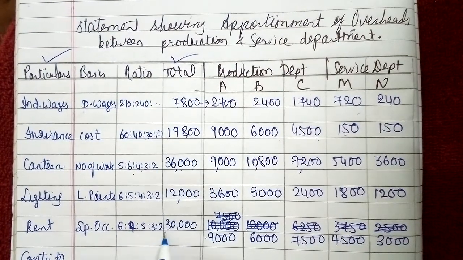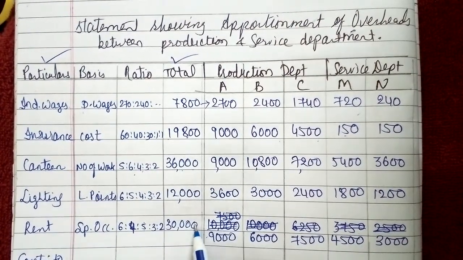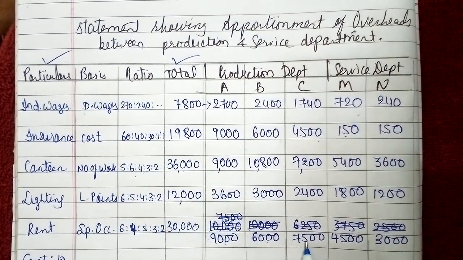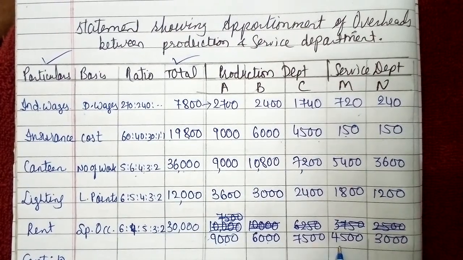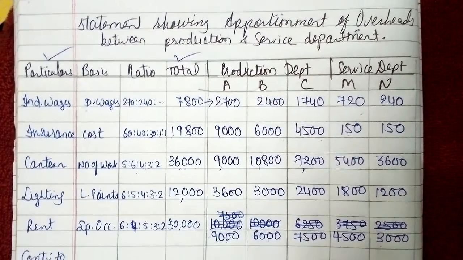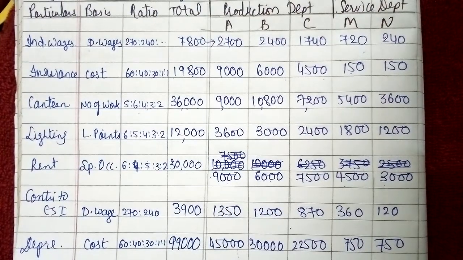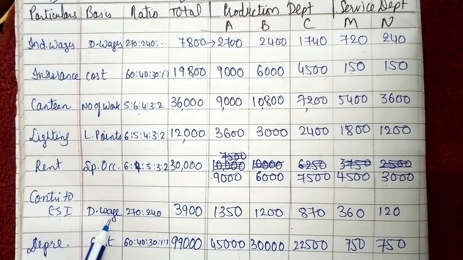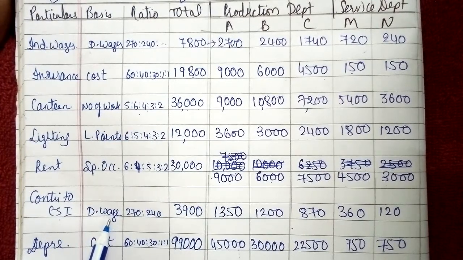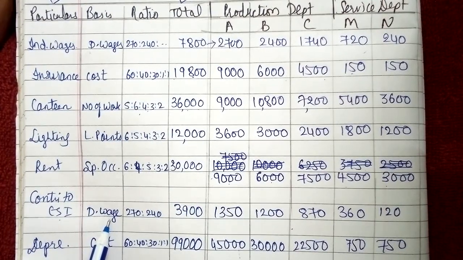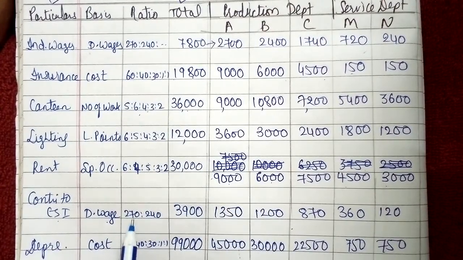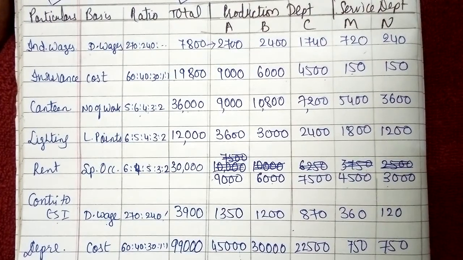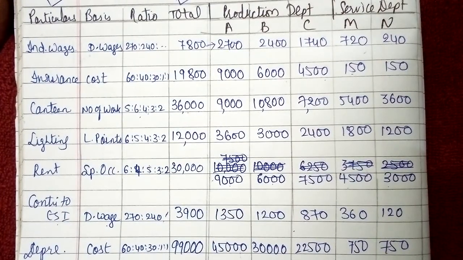So 6-4-5-3-2. So 30,000 will be distributed as 9,000, 6,000, 7,500, 4,500 and 3,000. Next, contribution to ESI. So that will be distributed as per direct wages, right? As we have discussed in our labor chapter, net wages payable. So ratio is 270 is to 240 is to 174 is to 72 is to 24, right?